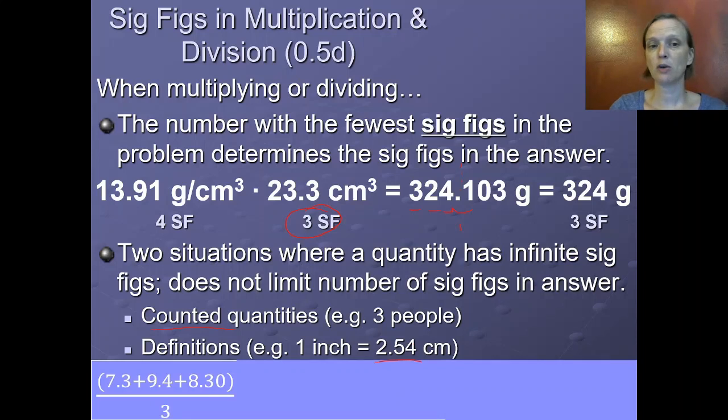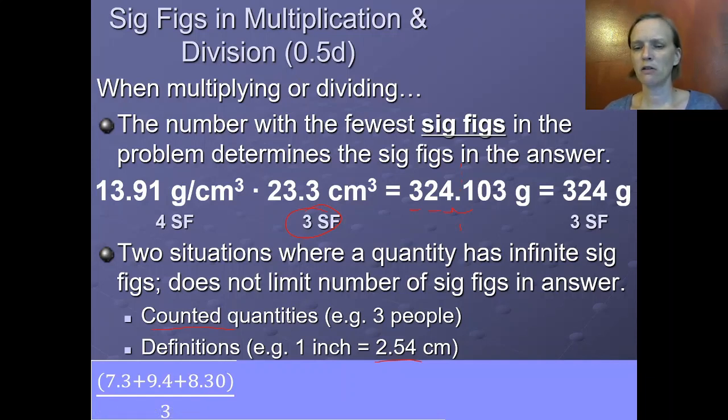So let me show you what that looks like. Here I'm calculating an average. Maybe this is number of candy bars eaten in a day. One person ate 7.3 candy bars, one person ate 9.4, and one person ate 8.30 candy bars. And then we're dividing by 3.